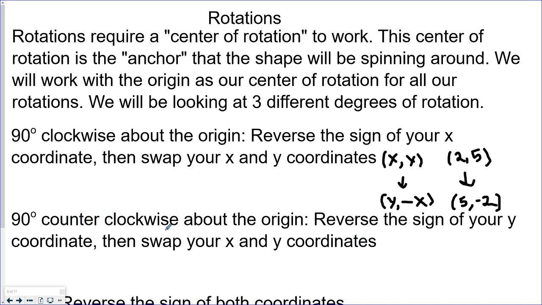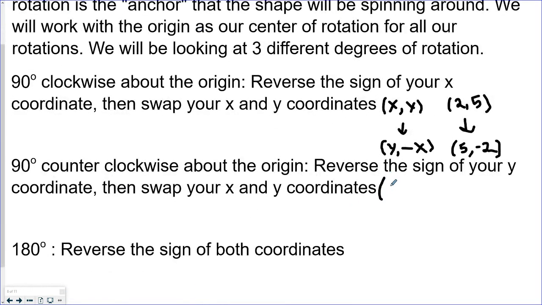90 degrees counterclockwise is just the reverse. If you have the point x, y, you now have the point -y, x. So you reverse the sign of your y, and then swap your coordinates. So again, if I have the point 2, 5, and I rotate 90 degrees counterclockwise, +5 becomes -5, and then swap your points.